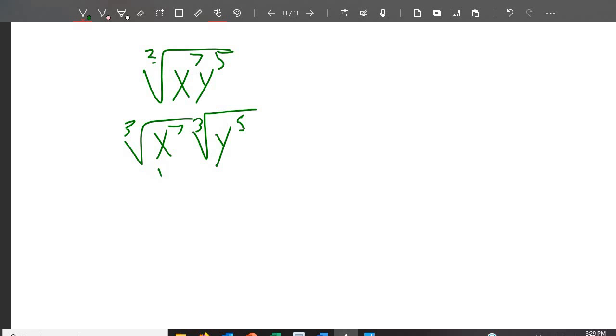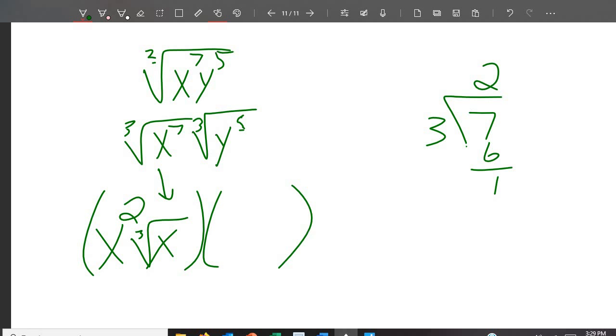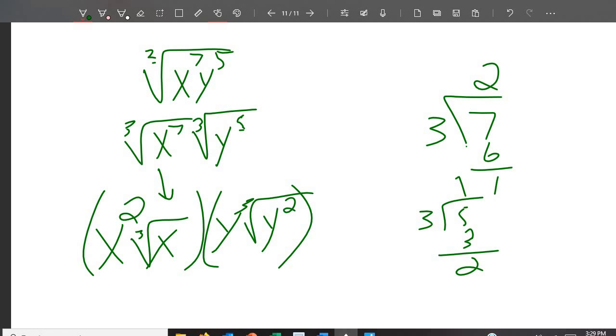Now, let's look at the x's. 7, divide 7 by 3, it goes 2 times. We're going to have 2 x's on the outside. Finish it out. And we're going to have 1x on the inside. Take the y's. 5 divided by 3 goes 1 time. So we're going to have 1y on the outside. Finish it out. And we'll have 2 y's left underneath.